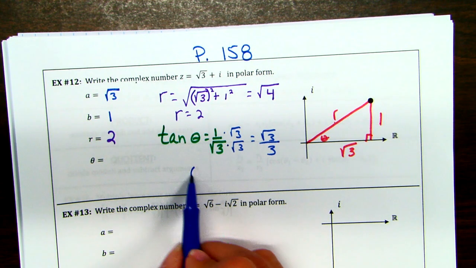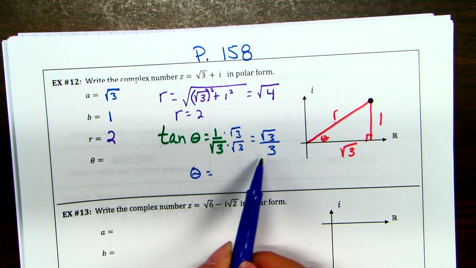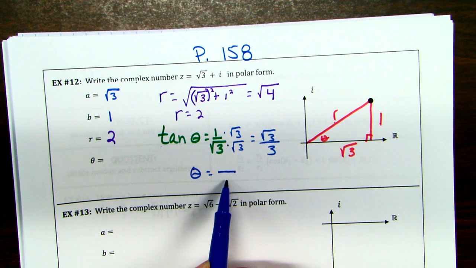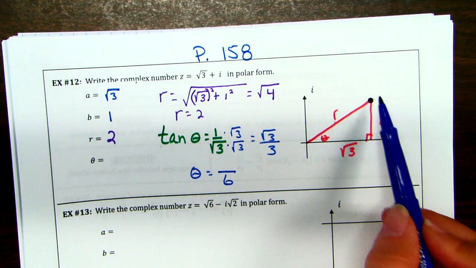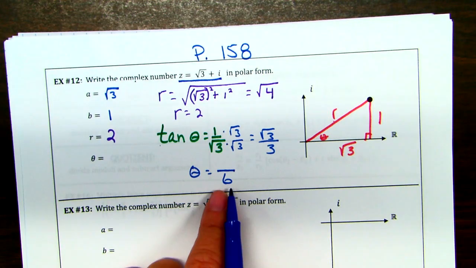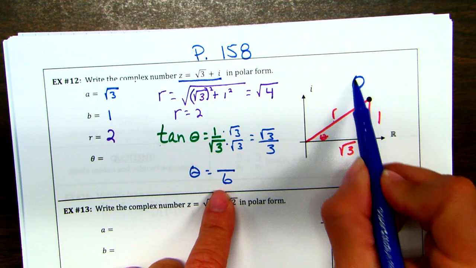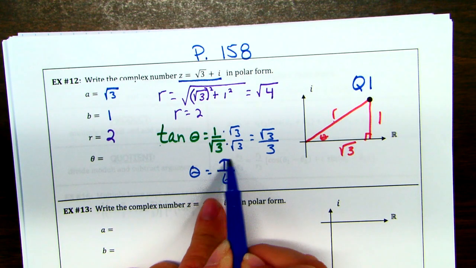So the question is, where on the unit circle do we have a tan value of the square root of 3 over 3? That's my denominators of what? 6. Okay, now I just need the numerator, because there's 4 denominators of 6. There's 2 that are positive, okay? But remember, this point, the original point, is in the same place as this angle. So since this is quadrant 1, this is quadrant 1. So this is pi over 6.